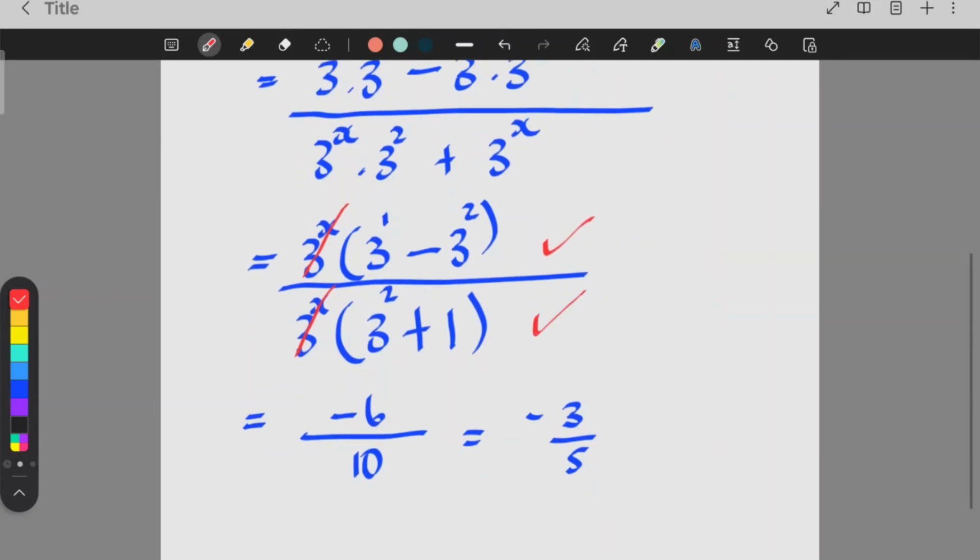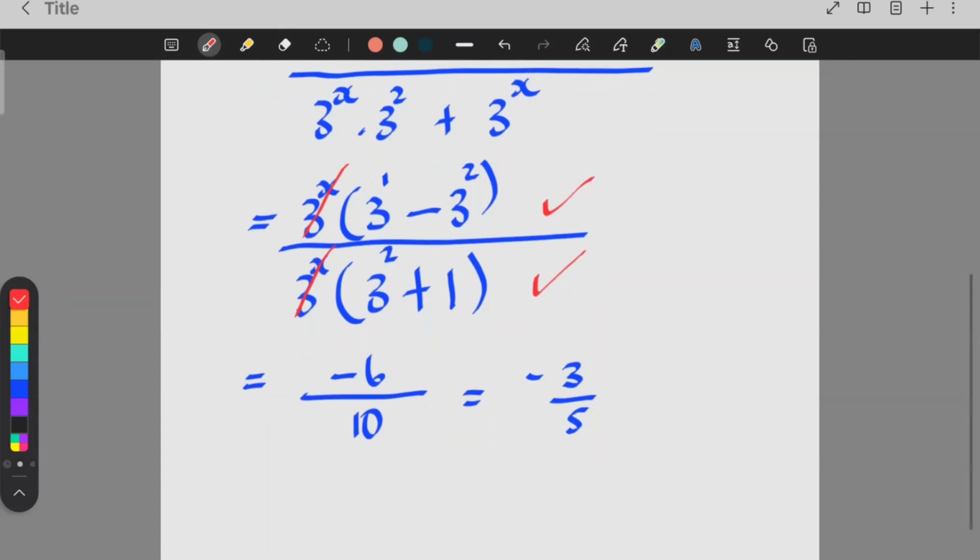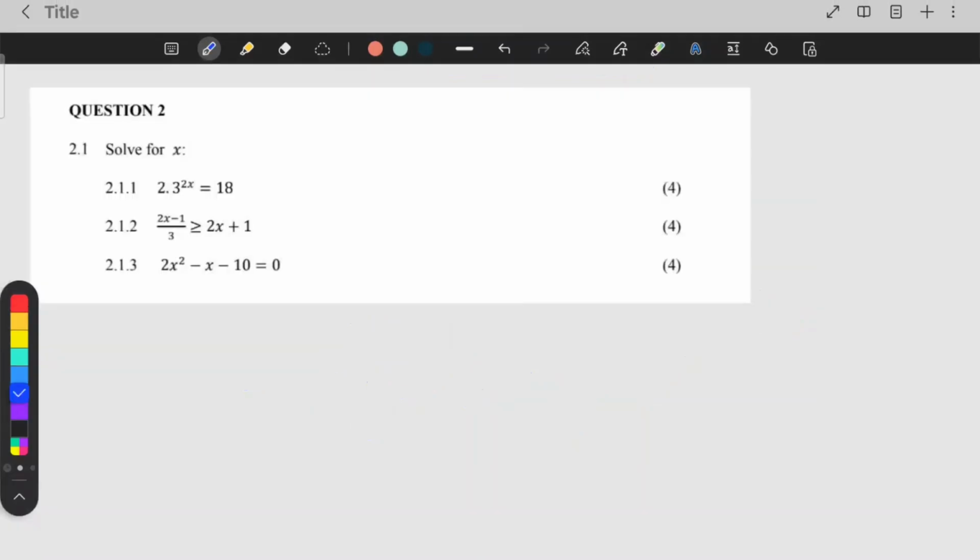And then for taking out the common factor there, that's also a mark. And then simplifying, and then for your final answer. That's how you would get 4 marks. Let's look at our next question, question 2.